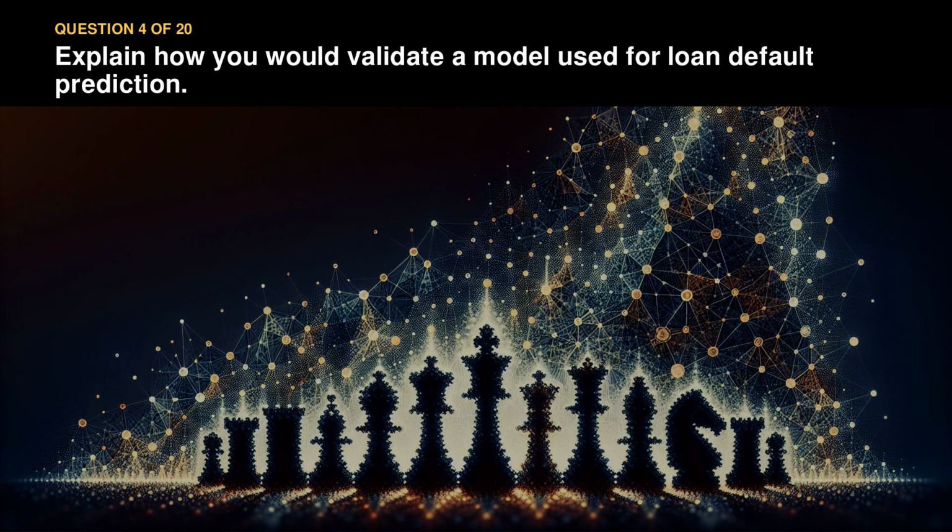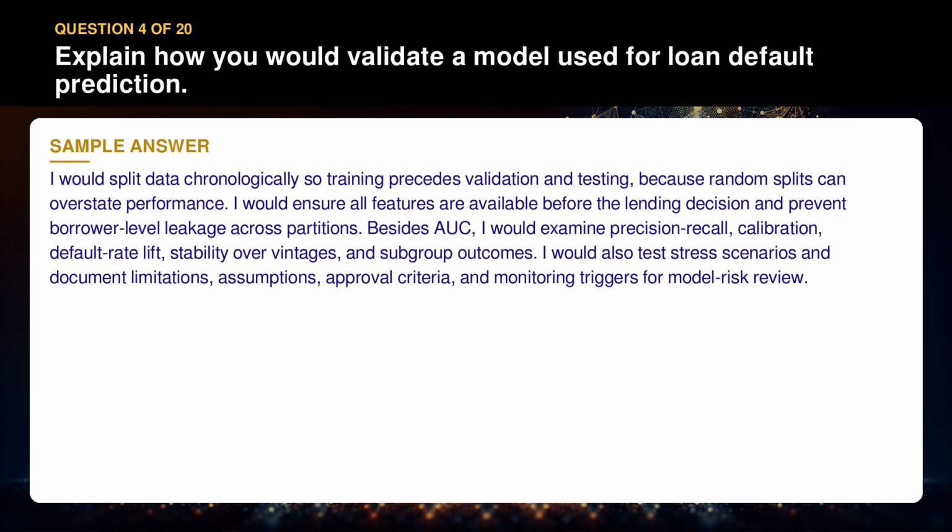Question 4. Explain how you would validate a model used for loan default prediction. I would split data chronologically so training precedes validation and testing, because random splits can overstate performance. I would ensure all features are available before the lending decision and prevent borrower-level leakage across partitions. Besides AUC, I would examine precision recall, calibration, default rate lift, stability over vintages, and subgroup outcomes.